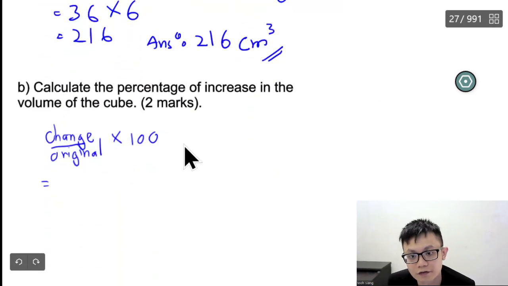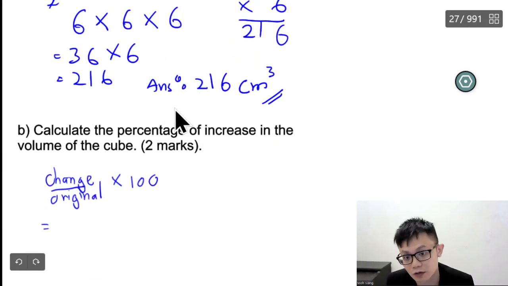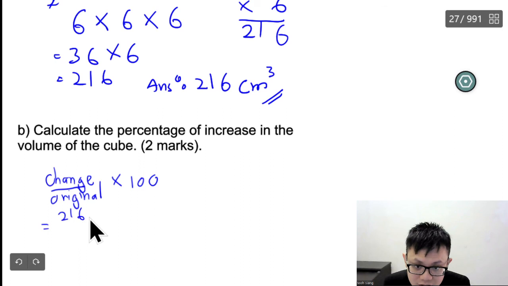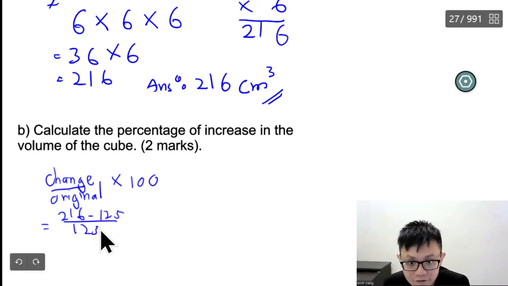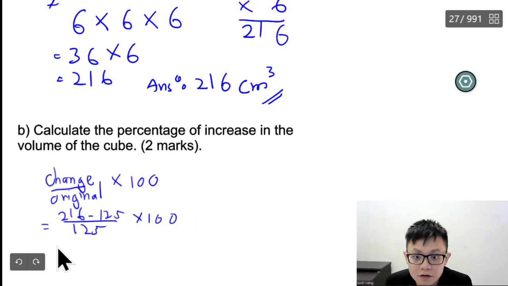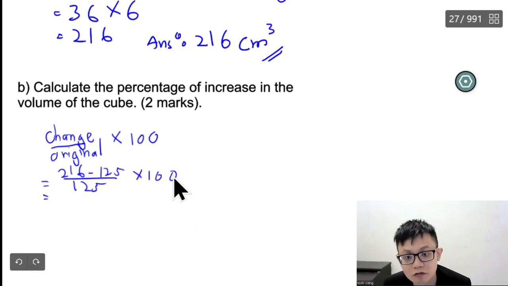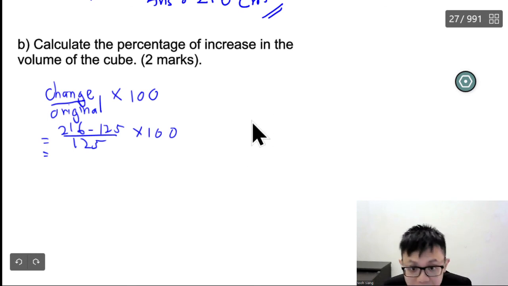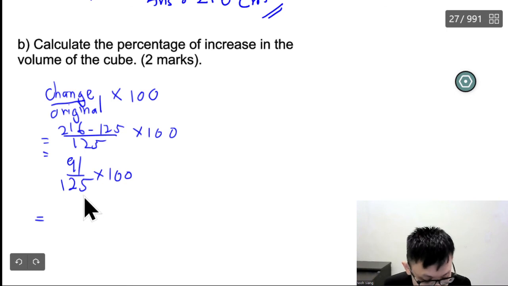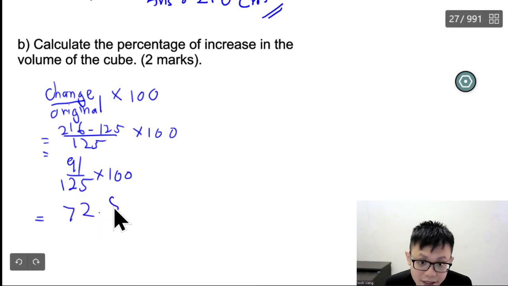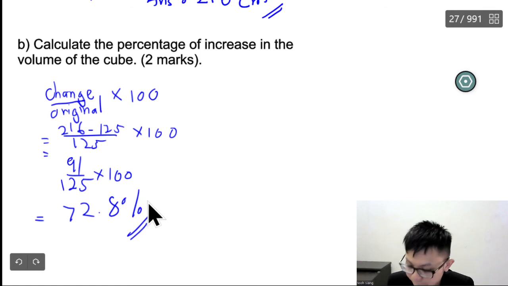So the change is 216 minus 125, over the original. What's the original? The original cube is the small cube, right? So it's 125 times 100. So we get 216 minus 125, which is 91. 91 over 125 times 100. Then you cut and do it again. You should be able to get 72.8%. So this is the answer.